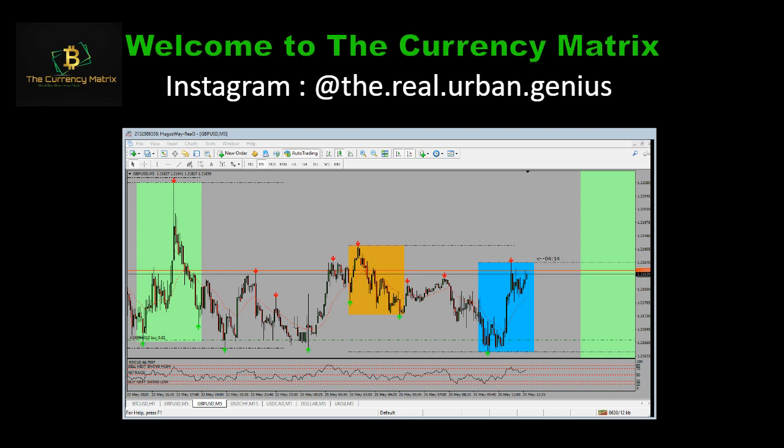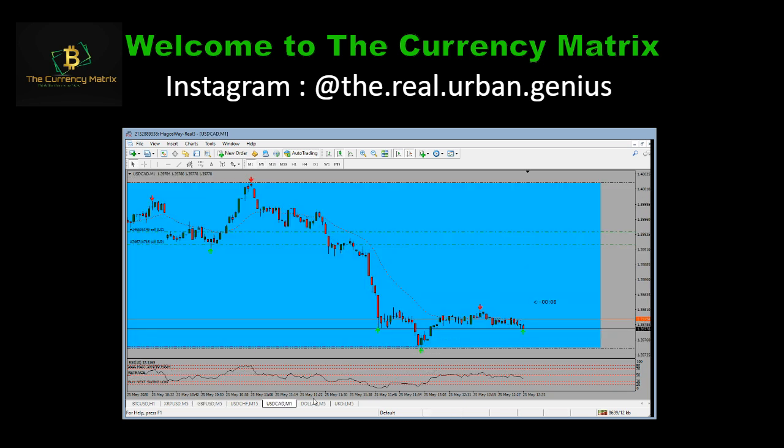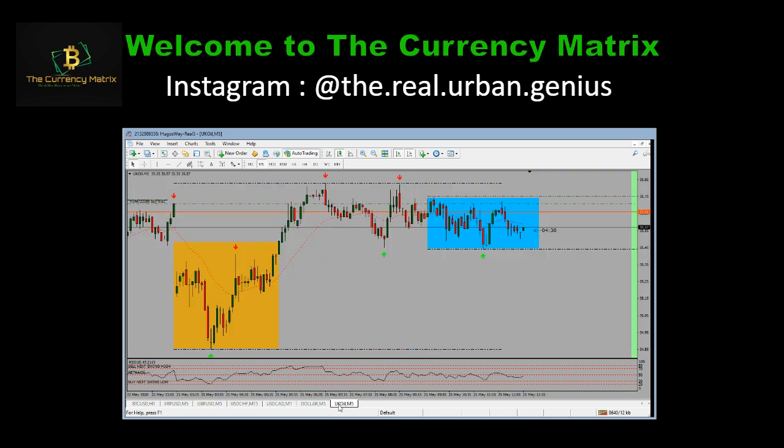Today we're going to go over key charting levels. We'll use the pound USD, USD CAD, and UK oil for today's example, and we will be reviewing key charting levels.